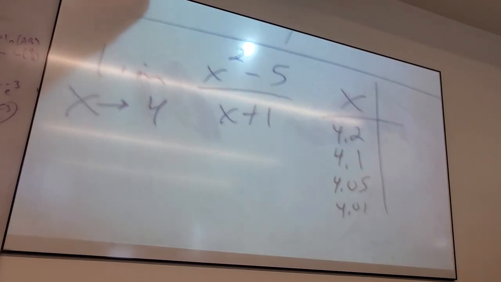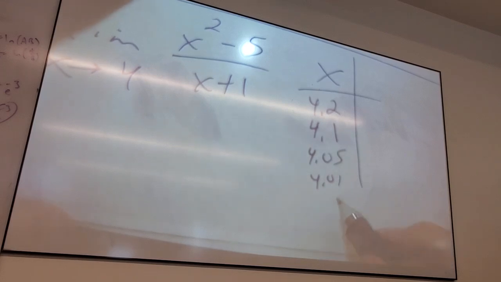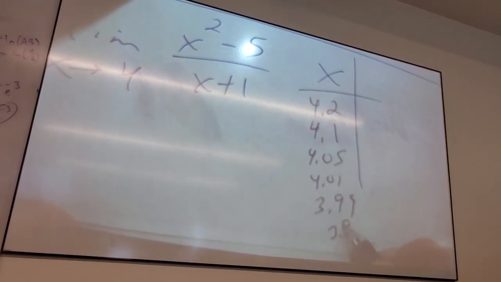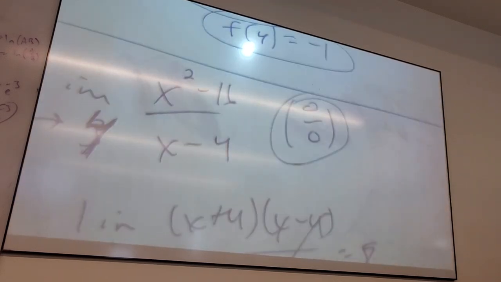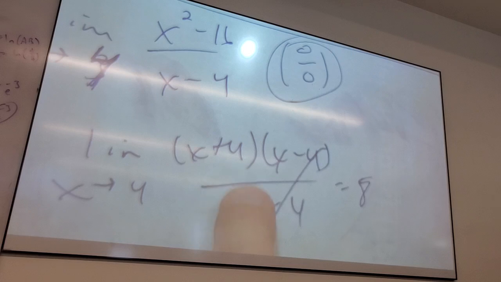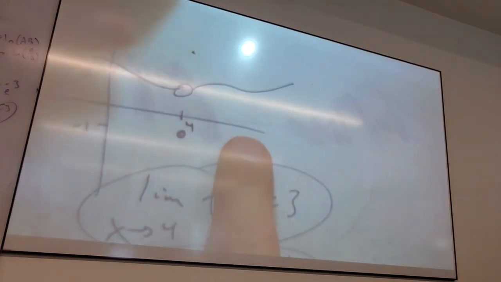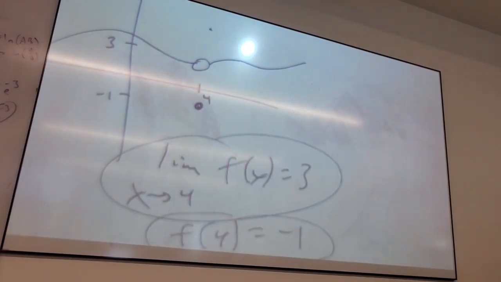Is that all I have to put in? No. Then I have to put in 3.99. I like to build my table so it looks like this, so it gets closer to 4 from this side this way and this side this way. So I can kind of see the pattern of what my numbers are doing. So that's the computationally heavy one. Then there's not as much computation, just algebra. And then just purely seeing from the graph what the answer must be.